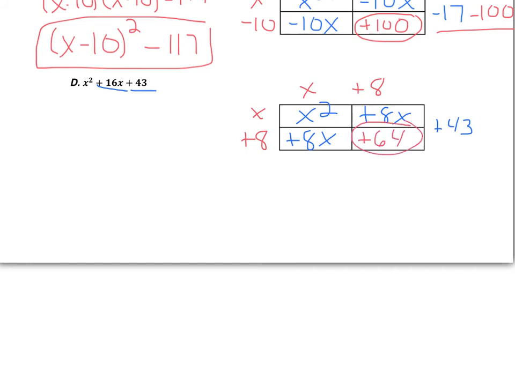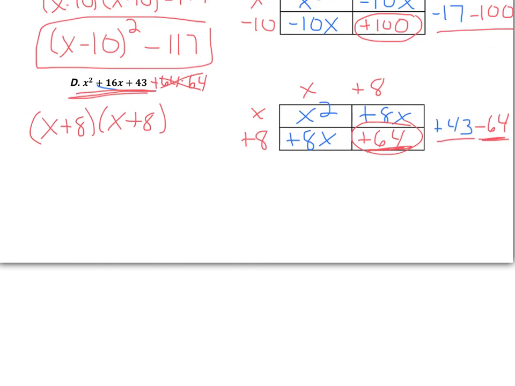Since we added 64 there, we need to subtract 64 here. And the reason for that is 64 doesn't exist over here in the original. So if we add 64 and subtract 64, these cancel and we get back to the original. So we add 64 and subtract 64 so that we don't affect the actual expression. So now we write x plus 8 times x plus 8, and then 43 minus 64 is a negative 21.